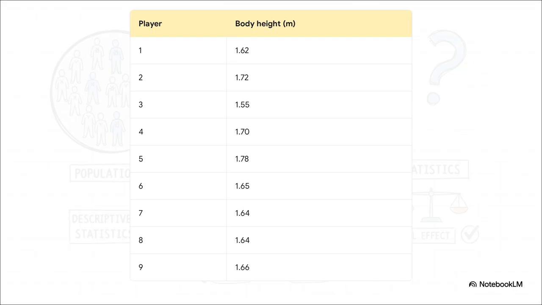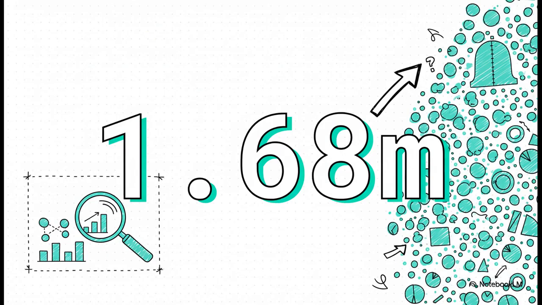Right now, it's just a list of numbers. And honestly, it's kind of hard to make sense of, isn't it? What does this list actually tell us? We need a way to boil it down. And boom! With one simple calculation, we have our first piece of real insight. We find the average, or the mean, and we get 1.68 meters. Instantly, that one single number gives us a mental picture, a central point for our group. We have just described our sample with a single, powerful value.